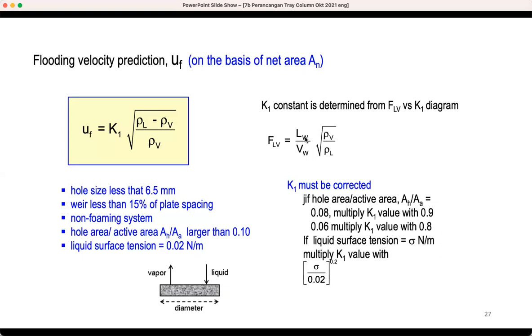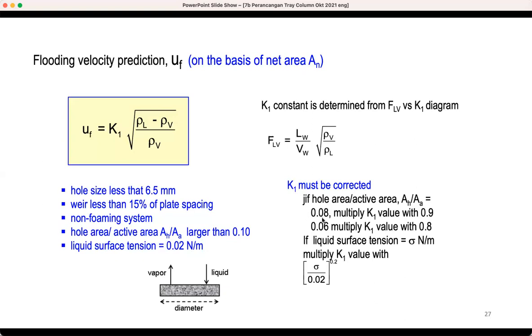Here you can also get the LW and VW. K1 must be corrected if the hole area to active area ratio is different from 0.1, and also if the liquid surface tension is different from that used as the basis. As the basis, hole size should be less than 6.5 millimeter, the weir length should be less than 15% of plate spacing, for a non-foaming system the hole area to active area ratio should be larger than 0.1, and liquid surface tension should be 0.02 Newton per meter. If it is different, then K1 must be corrected.